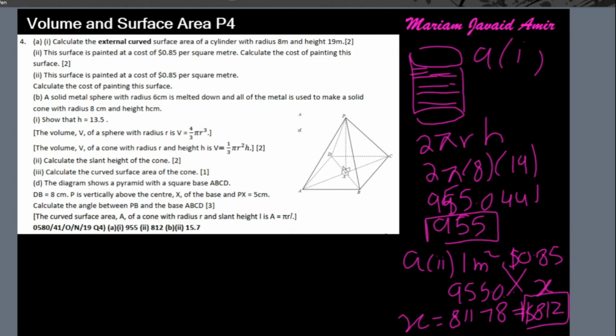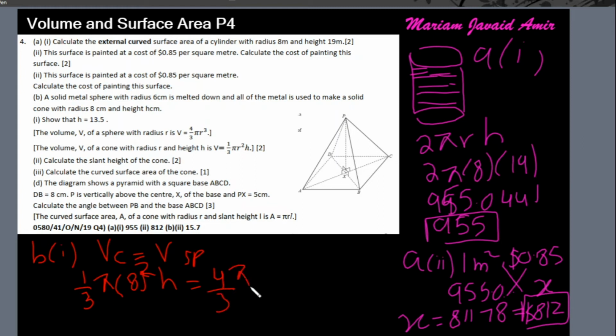Part B. A solid metal sphere with radius 6 is melted down, and all of the metal is used to make a solid cone of radius 8 and height h. Show that h equals this. So volume of the cone equals volume of the sphere. The formula for volume of cone is 1 by 3 pi radius square. The radius of the cone is 8 square, and we don't know the height, h, equals the volume of the sphere, which is 4 over 3 pi radius cube. The radius of the sphere was 6 cube.